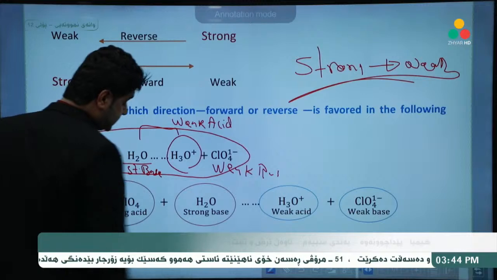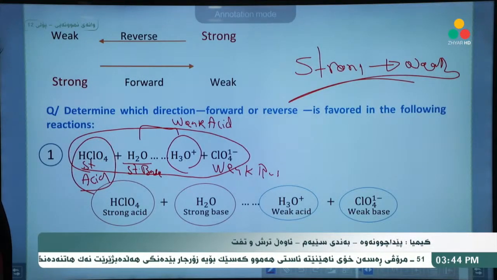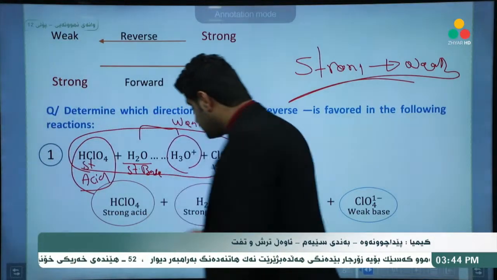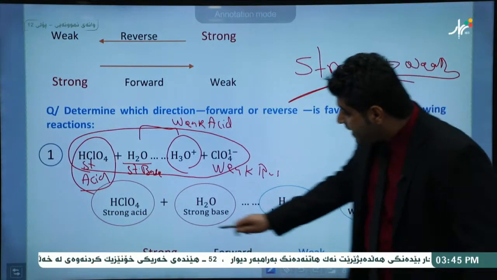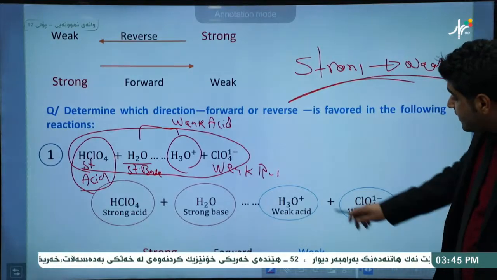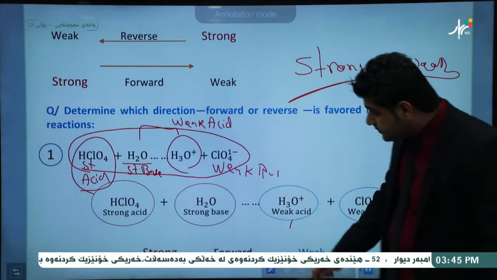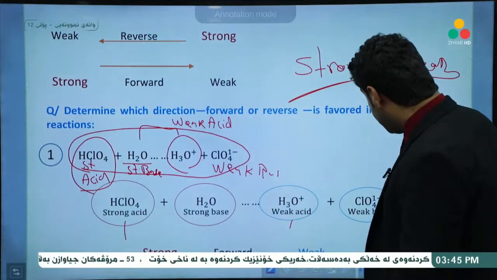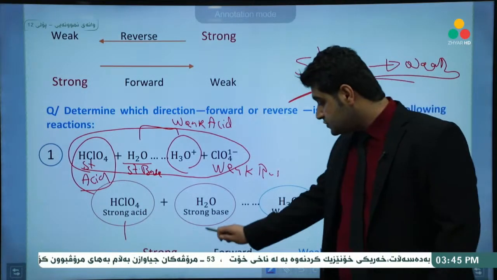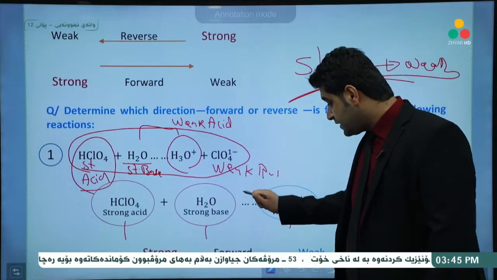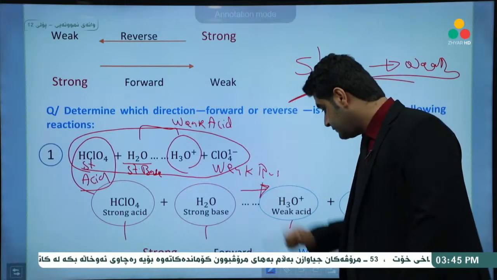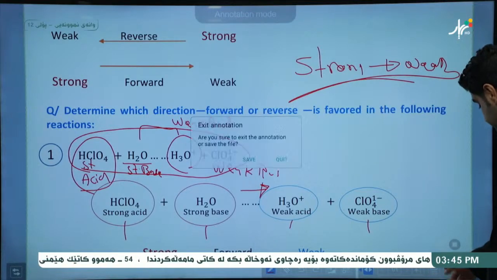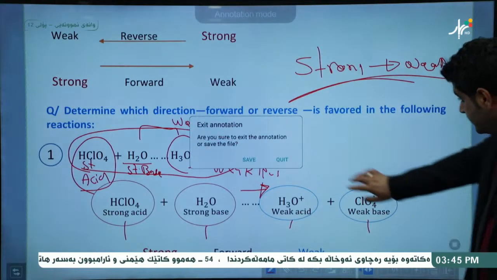Now we detected the strength of the components of the reaction. Here we have strong, strong, and weak, weak. That weak acid cannot compete with this strong acid in releasing a proton, and that weak base cannot compete with H2O in accepting a proton. That's why the reaction is forward, direct, from the stronger to the weaker.